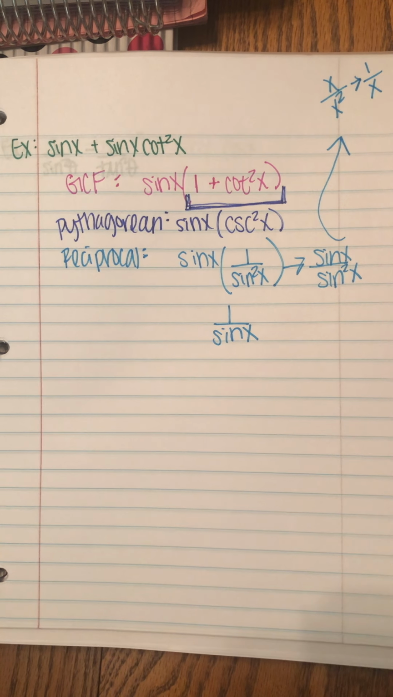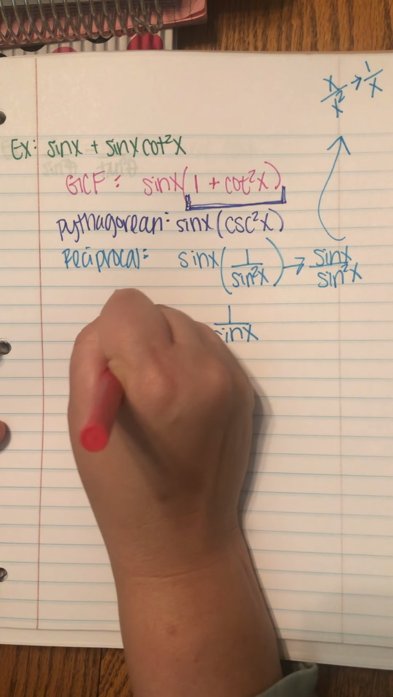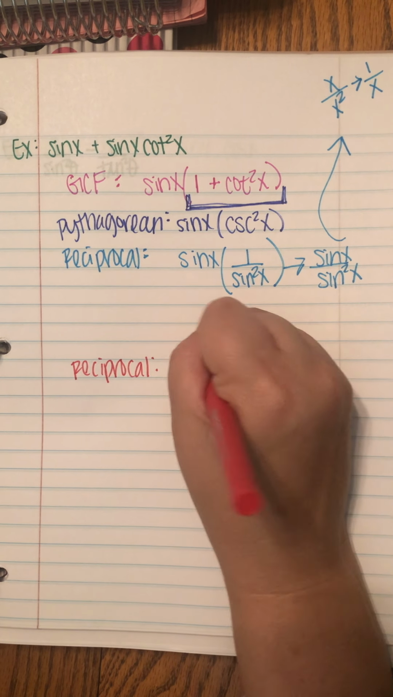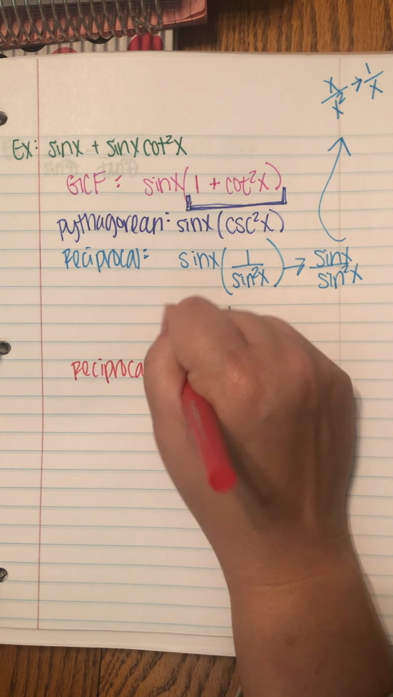And I don't want to leave my answer like that because I know another reciprocal identity that I can use, 1 over sine x is cosecant x. And that's where we're going to stop.